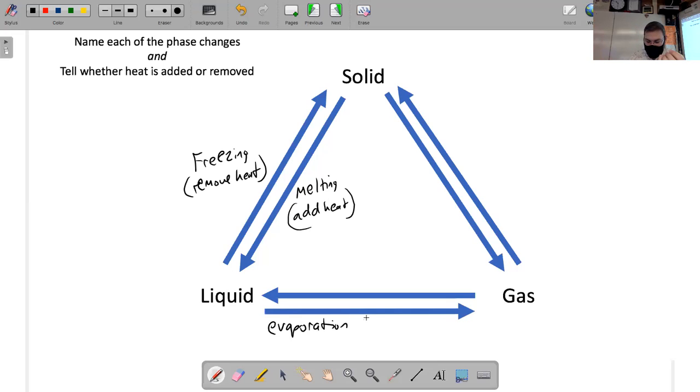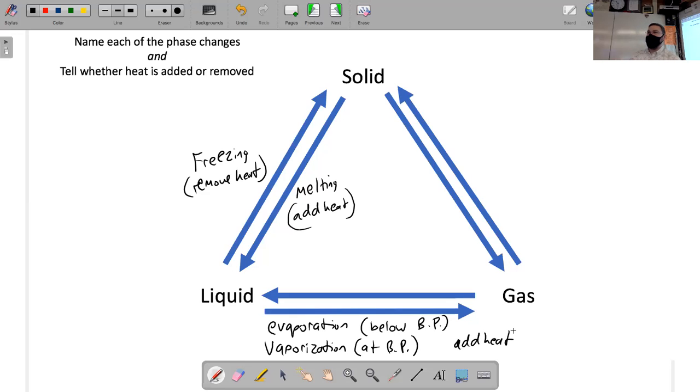Evaporation is below the boiling point, BP for boiling point, but vaporization is a specific term we use when we're at the boiling point. The only time you get vaporization, we'll study volcanoes that are near water, and you can get vaporization. Anyway, do you have to add heat or remove heat? Yep, you got to add heat.